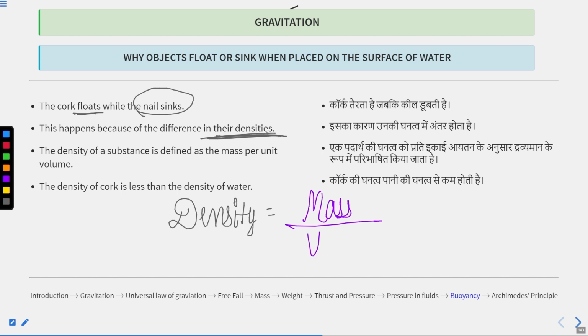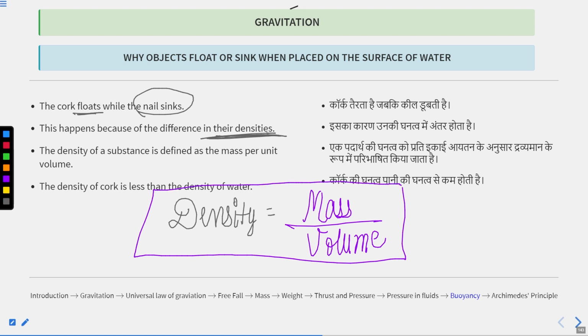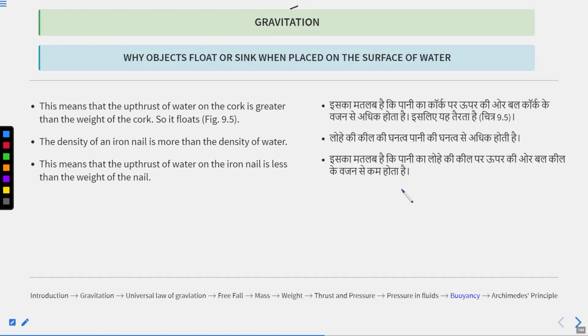Mass per unit volume. Okay, so if any object has lesser density than the density of water, it will float. But if any object has density larger than the density of water, it will sink. This means that the upthrust of the water on the cork is greater than the weight of the cork. Okay? So the cork will float.